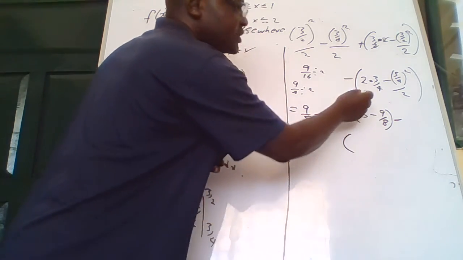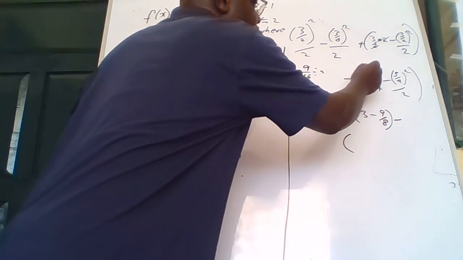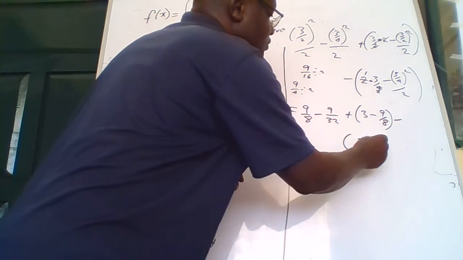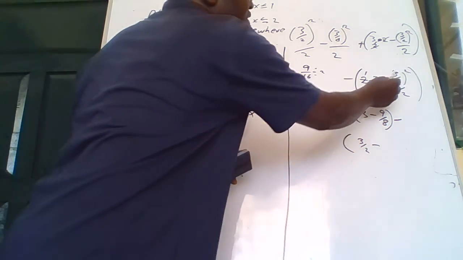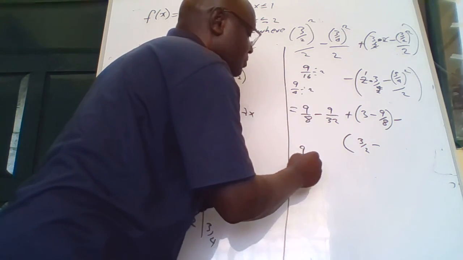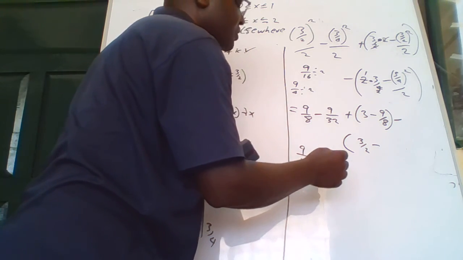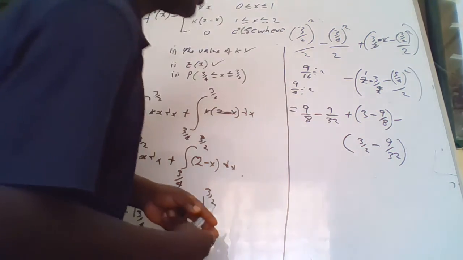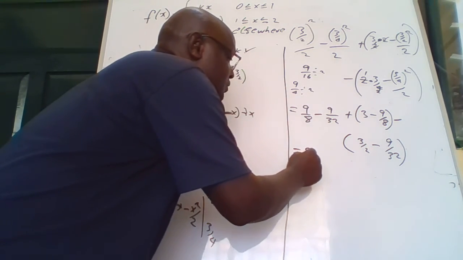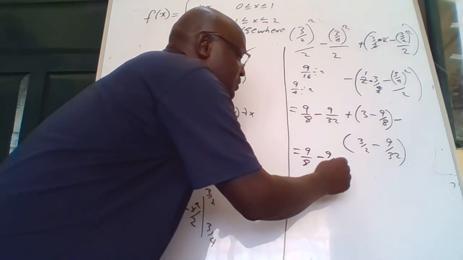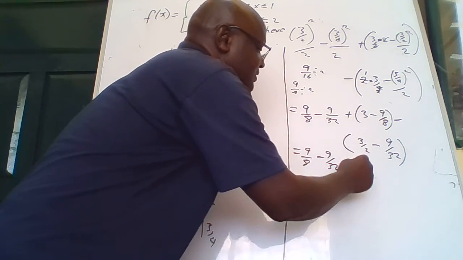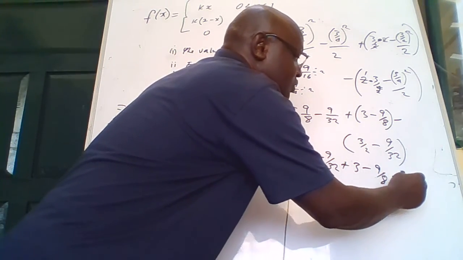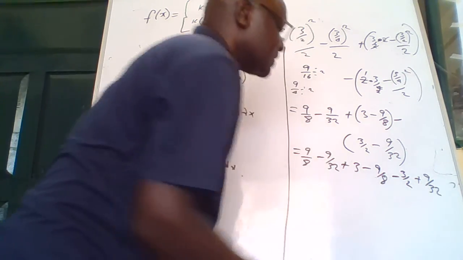Then we now subtract the lower limit. 2 here 1, 2 here 2. So we have 3 all over 2 minus 3 squared, 9 all over 16 divided by 2. So this will be minus 9 all over 32. And open the brackets: 9 all over 8 minus 9 all over 32 plus 3 minus 9 all over 8 minus 3 all over 2 plus 9 all over 32.